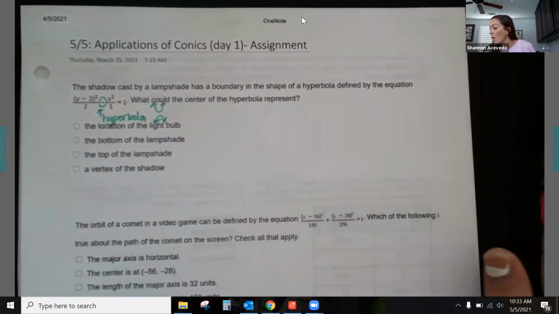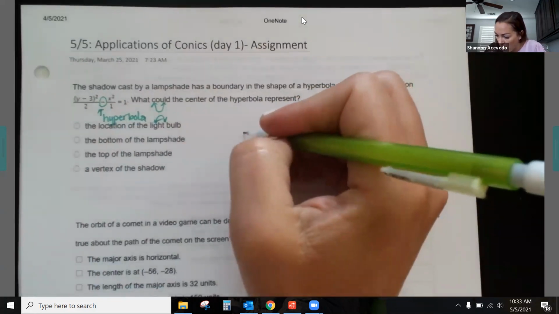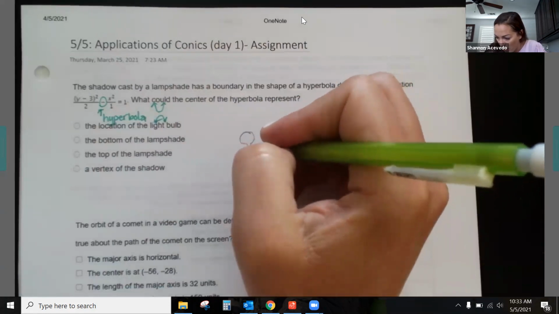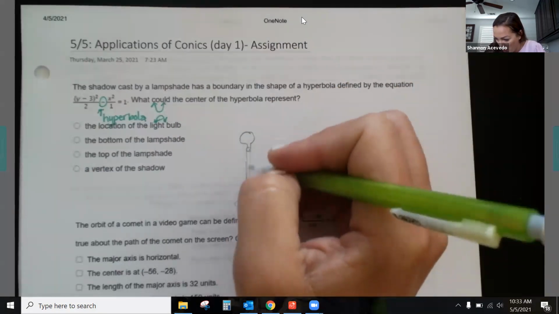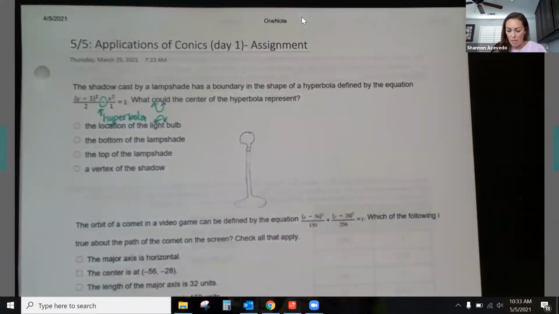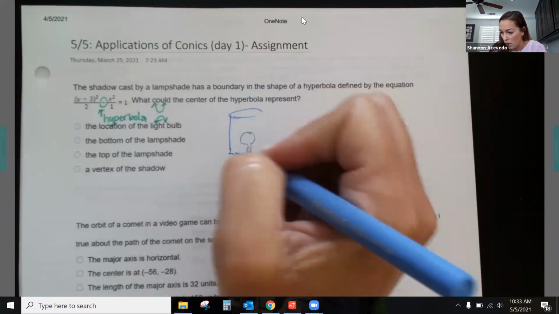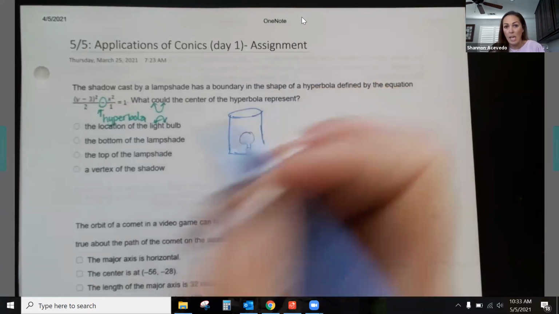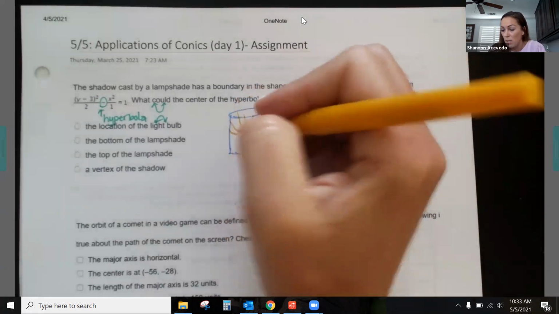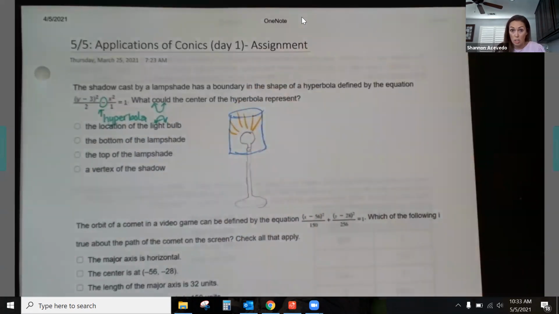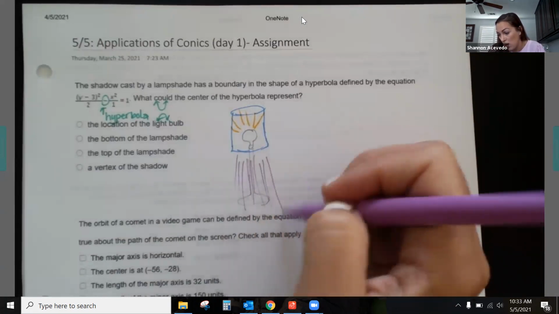So visuals are always good. So we have a lamp. So here's my light bulb, you know, me and my artwork here. It's not very good. So my lamp, something like that. So it's got its lampshade. And we have our light bulb. So when our light bulb's turned on, we're going to have a shadow produced from this lampshade, right? So the shadow is going to come down like this from the lampshade, right?